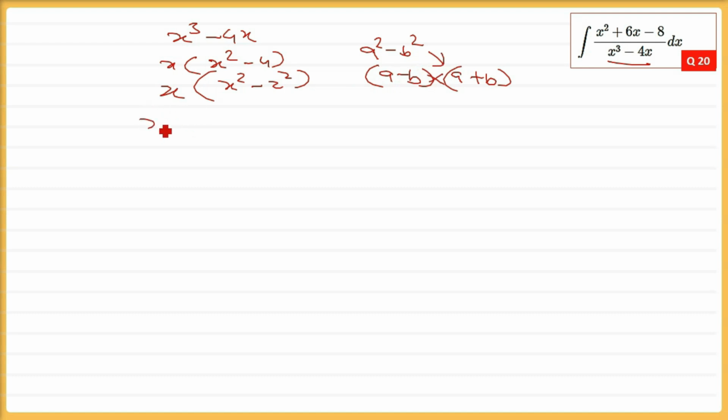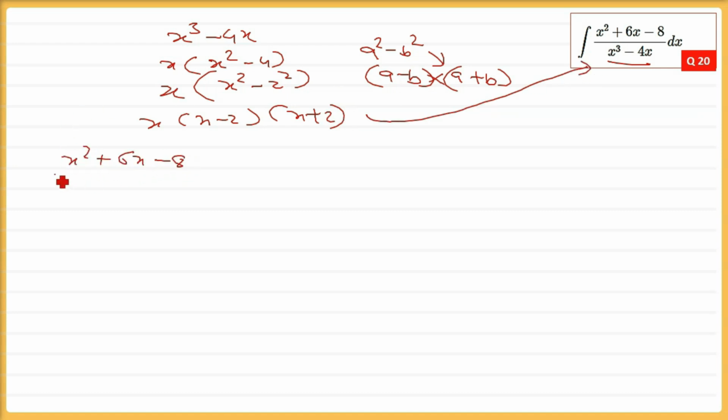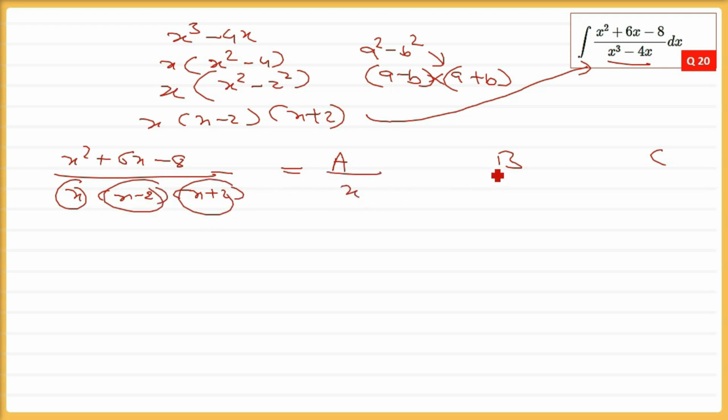X square minus 4 can be written as x square minus 2 square, which in turn will become x minus 2 and x plus 2. So this denominator can be changed to x into x minus 2 and x plus 2. Now this is a very solid ground to integrate this using partial fractions. So you can have a, b, c because there are three linear factors in the denominator: a by x plus b by x minus 2 plus c by x plus 2. And a, b, c can be computed with x square plus 6x minus 8 on the left hand side.